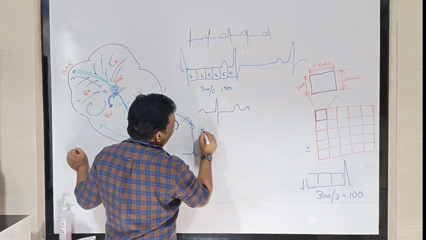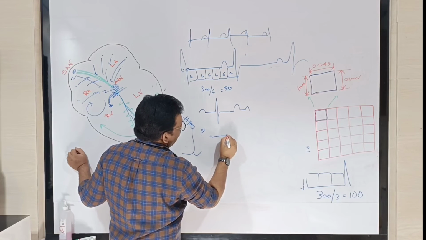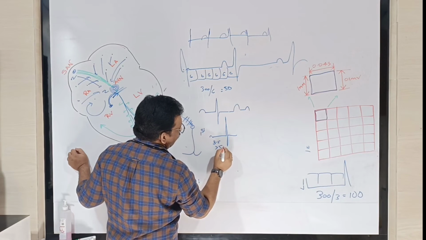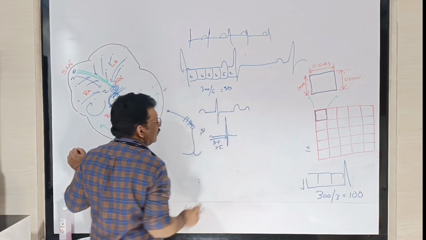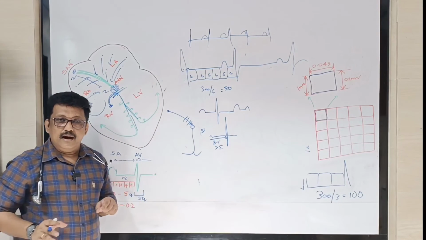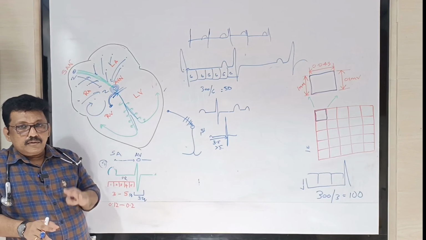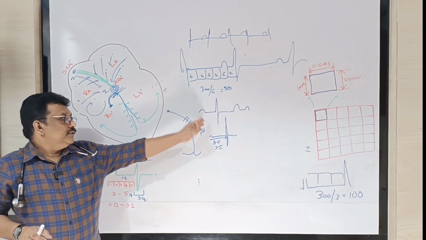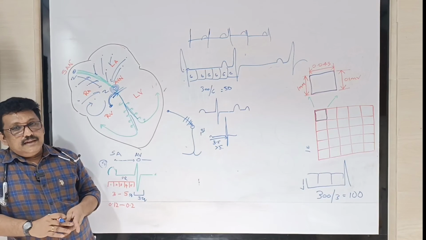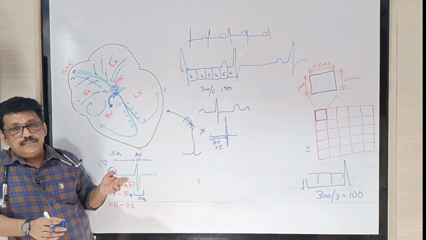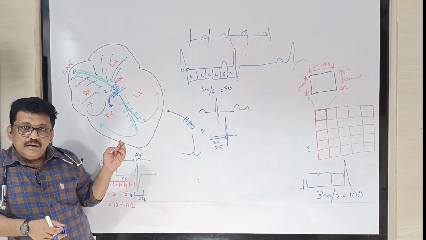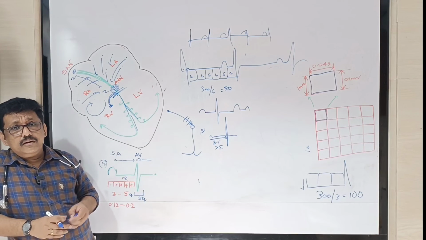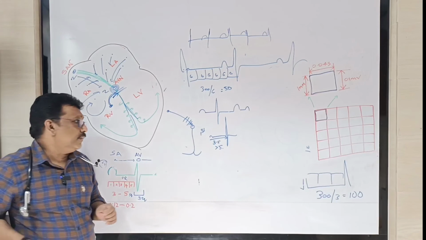That is called first degree heart block. PR interval is prolonged. Normally it is 3 to 5 squares, now it is more than 5 squares. This is called first degree heart block, the earliest type of heart block, or the earliest changes which can occur in the conduction system. This can be due to drugs like beta blockers, diltiazem or digoxin. Prolonged PR interval is first degree heart block.